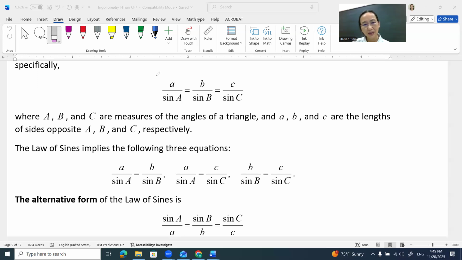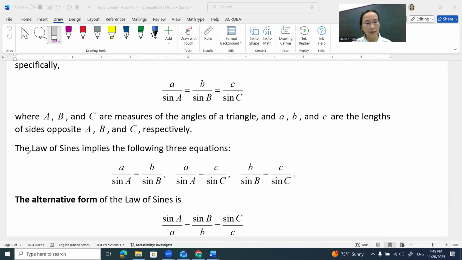It's very neat. If we only look at this part, that is A over sine A equals B over sine B. If you look at this part, that means B over sine B equals C over sine C. And if you look at this, that is A over sine A equals C over sine C.